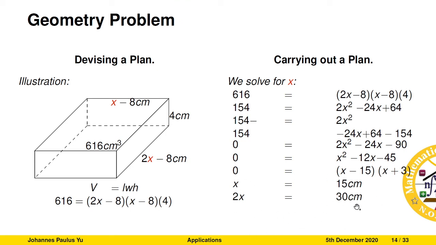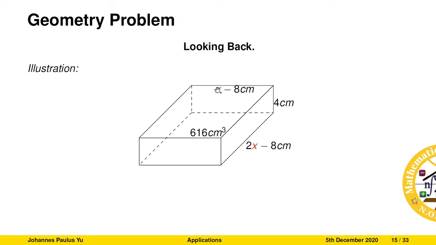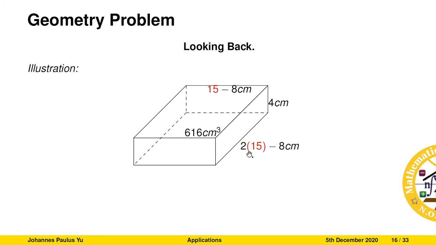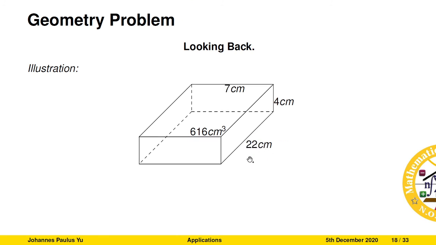Now, are we sure of these answers? No, 15 and 30 centimeters respectively. Let us try to look back. Okay, if x is 15, we substitute it. 2 times 15 is 30 minus 8. Okay? 30 minus 8. And 15 minus 8 is 7. And 30 minus 8 is 22. Okay. Let us check. Length times width. 22 times 7 is 154. See? It came back from earlier.